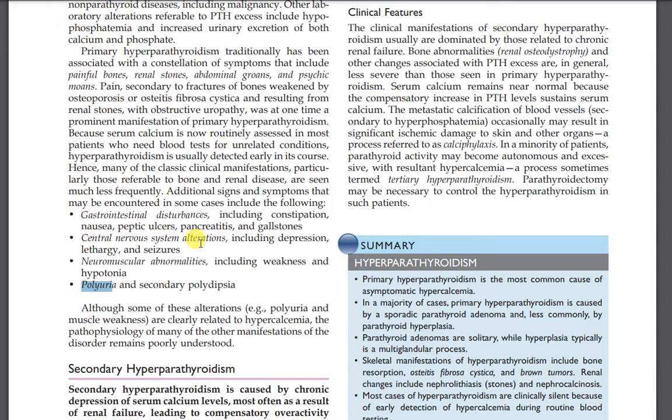Then central nervous system alterations, including depression, lethargy, and seizures. Of course, calcium takes part in normal neurotransmission. Because you know that in the synaptic node we use calcium for releasing of secretory granules. That's why with increased calcium level, first of all you see seizures, and in most severe cases, depression and lethargy. Neuromuscular abnormalities lead to weakness and hypotonia.